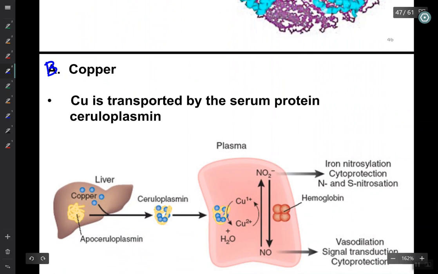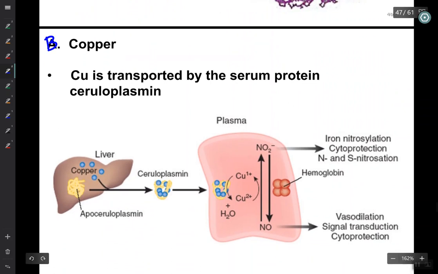Copper is also important, and copper is a whole different system that controls its trafficking in the body. So copper is transported by the serum protein ceruloplasmin. Copper can be acquired from the liver through this protein ceruloplasmin, and then it's taken to the plasma, which then is used for, in this particular example, vasodilation.